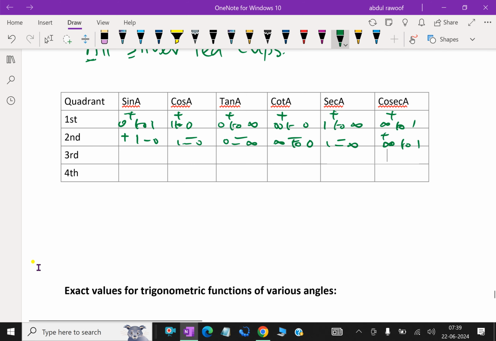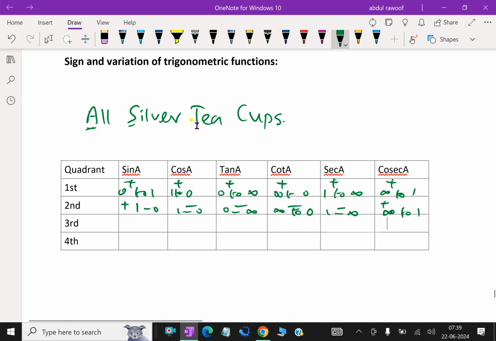Like this, second. Third is here. Tan is positive because of All Silver Tea Cups. In the third quadrant, tan is positive and its reciprocal, cot, is positive. The rest of them are negative. Then in the fourth quadrant, cos is positive and its reciprocal, secant, is positive. The rest of them are negative.